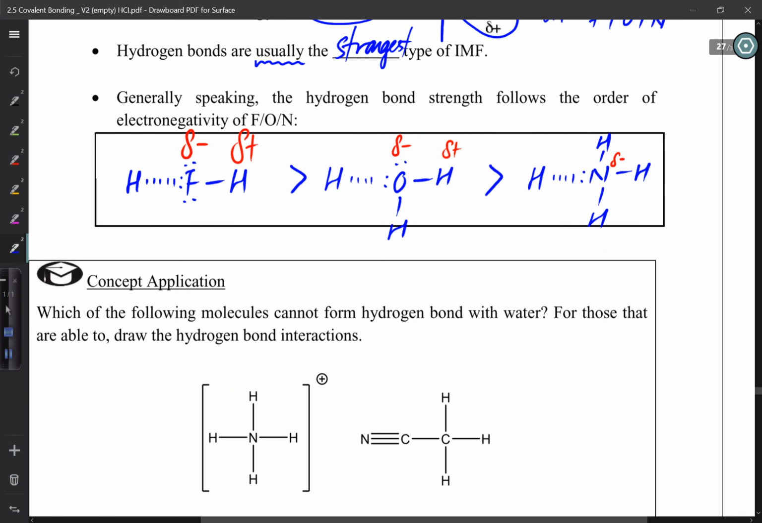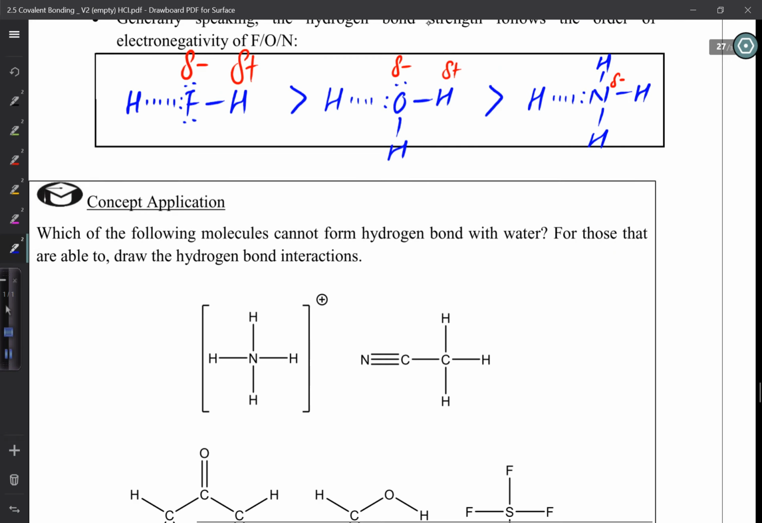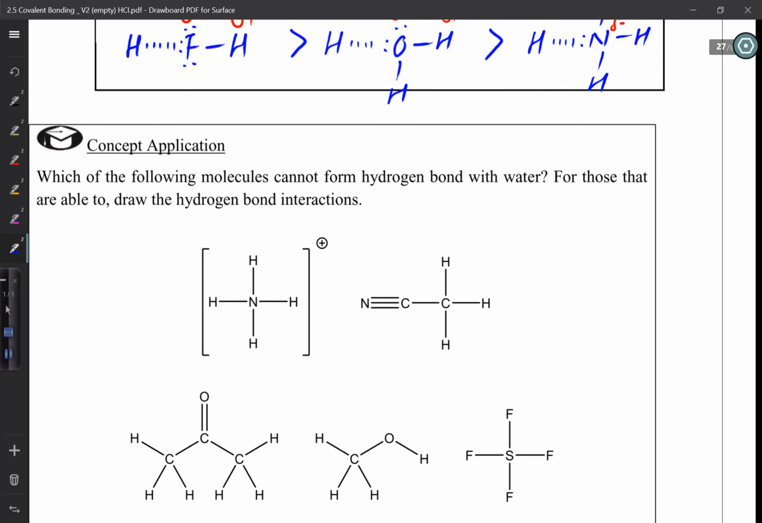Which of the following molecules cannot form hydrogen bond with water? Take note that these structures might not be correct. First of all, it's common that teachers purposely leave out lone pairs because they assume you should know where the lone pairs are. So you have to fill in the lone pairs.